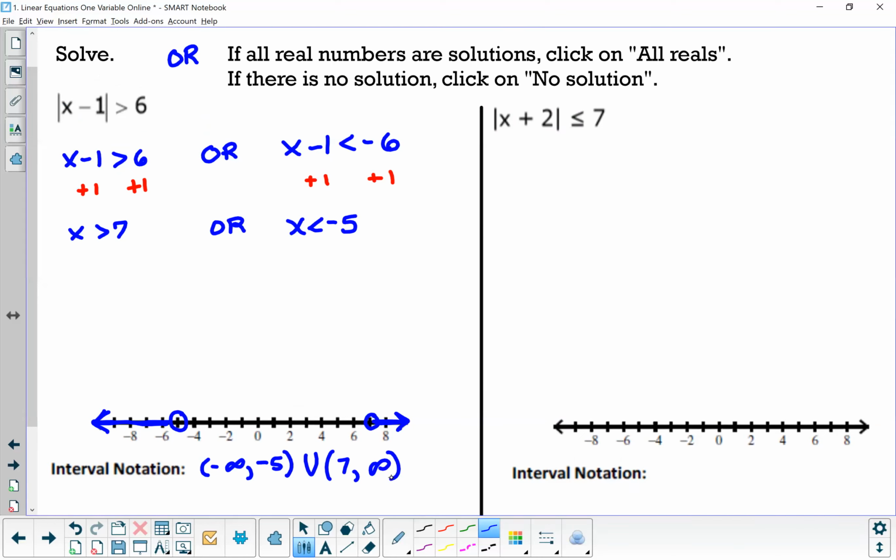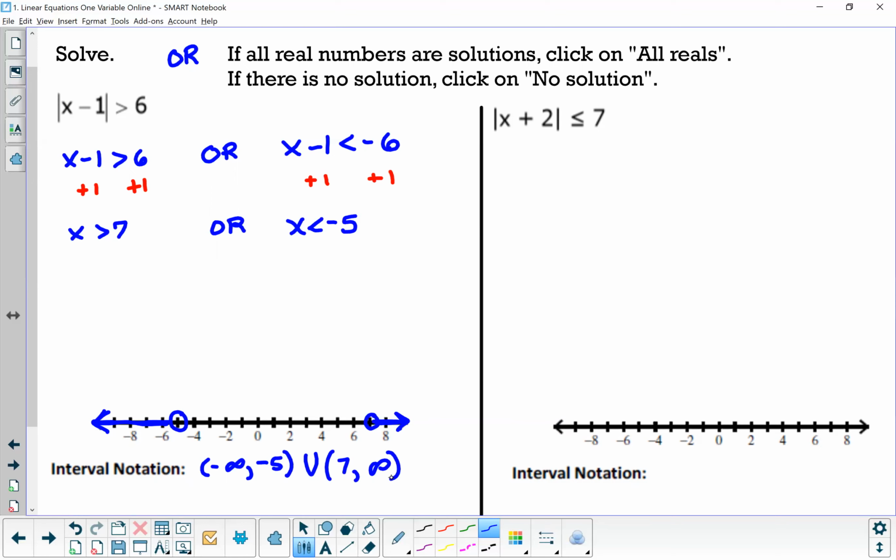Okay, let's take a look at the second example. We have here an absolute value bar, x plus 2, absolute value bar less than or equal to 7. Go ahead and try this on your own and pause the video, and then we'll do it together. Okay, hopefully you had some success with that.